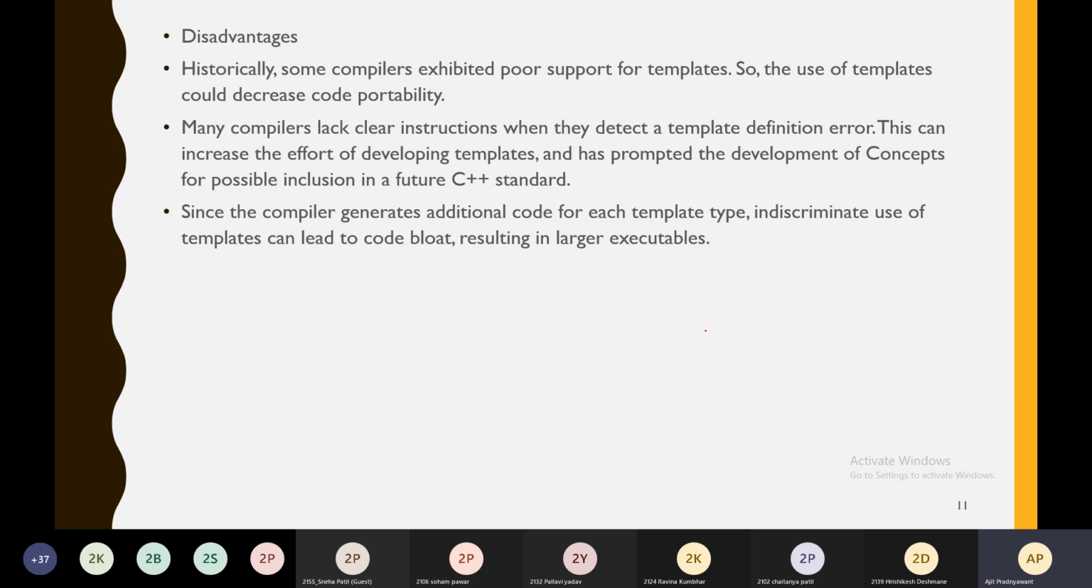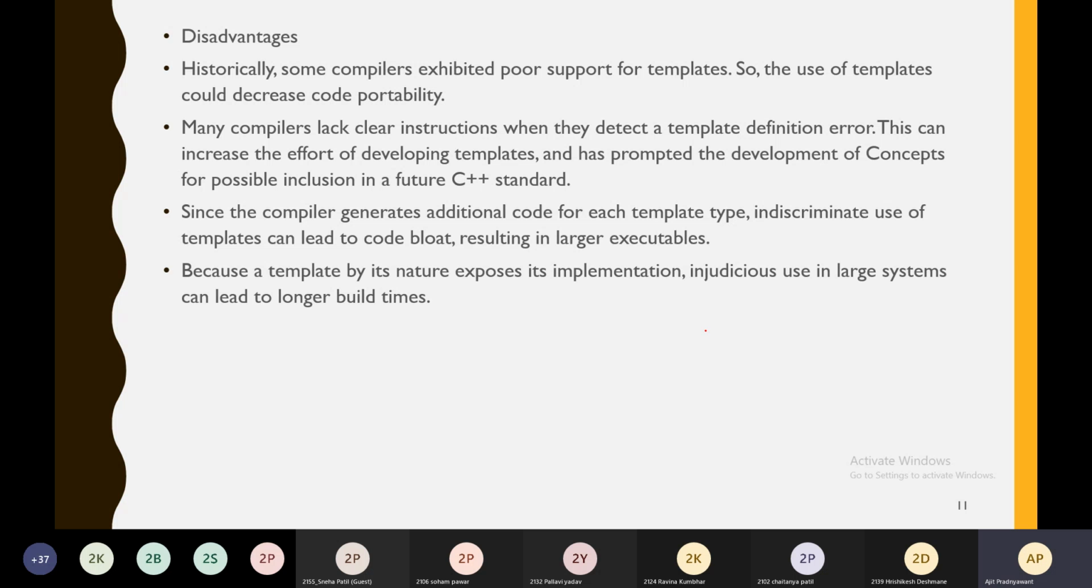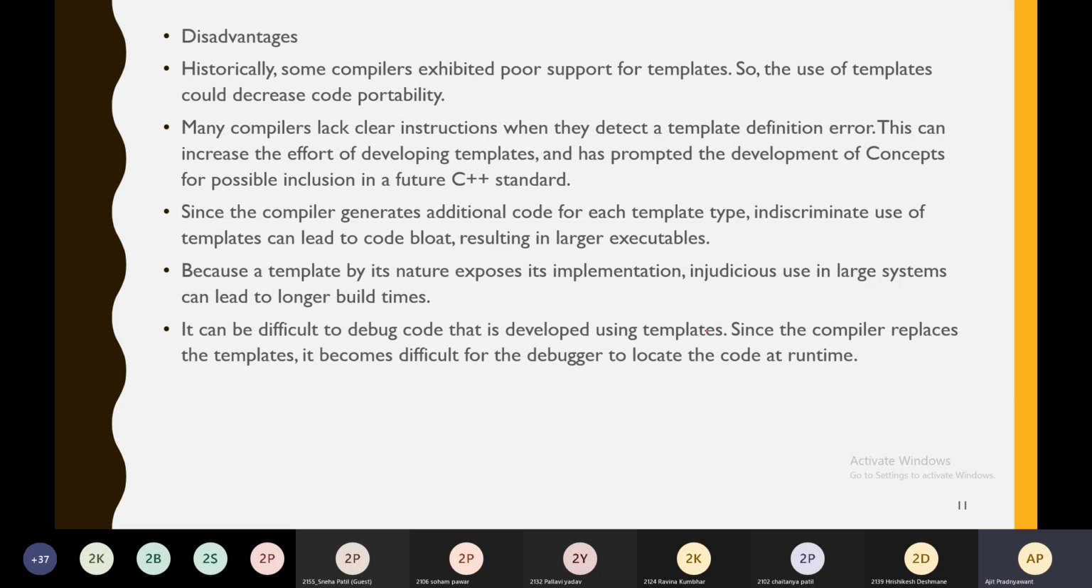Since the compiler generates additional code for each template type, indiscriminate use of templates can lead to code bloat. Bloat means code is generated behind the scenes which is not useful. More code is generated, that is called code bloat, resulting in larger executables. Because a template by its nature exposes its implementation, injudicious use in large systems can lead to longer build times.